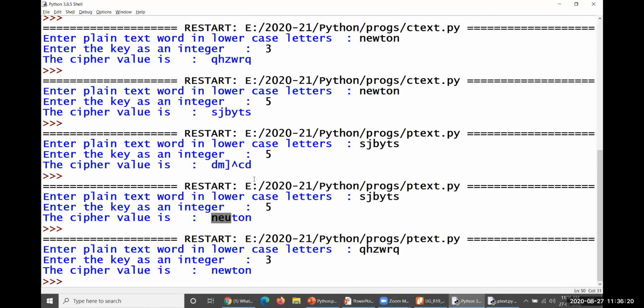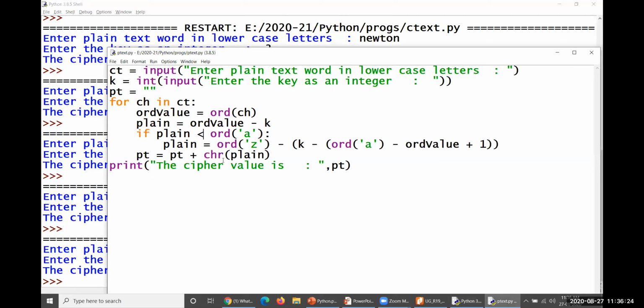So this is the decryption algorithm. So in decryption, the plain text will be gotten back like this. So always you have to check whether it is less than the ASCII value of A, it must always be less than. Greater than the ASCII value of Z, it must be greater than. So that is the point we need to understand here.